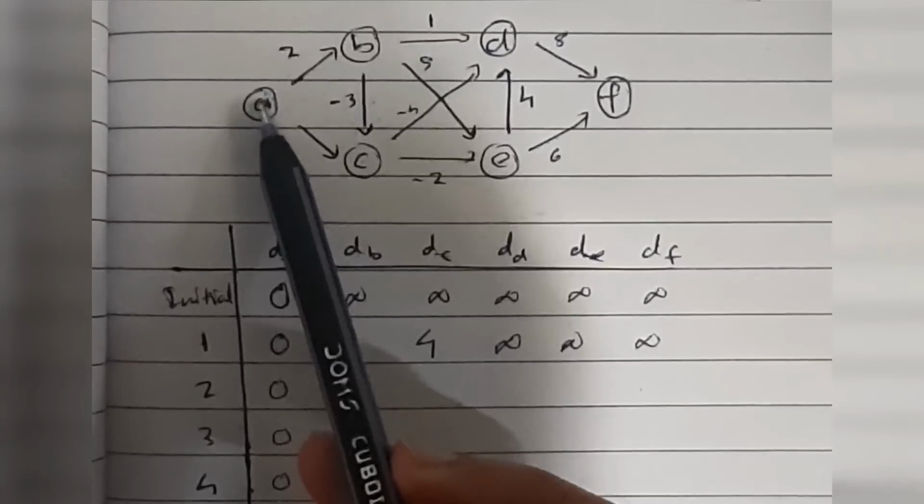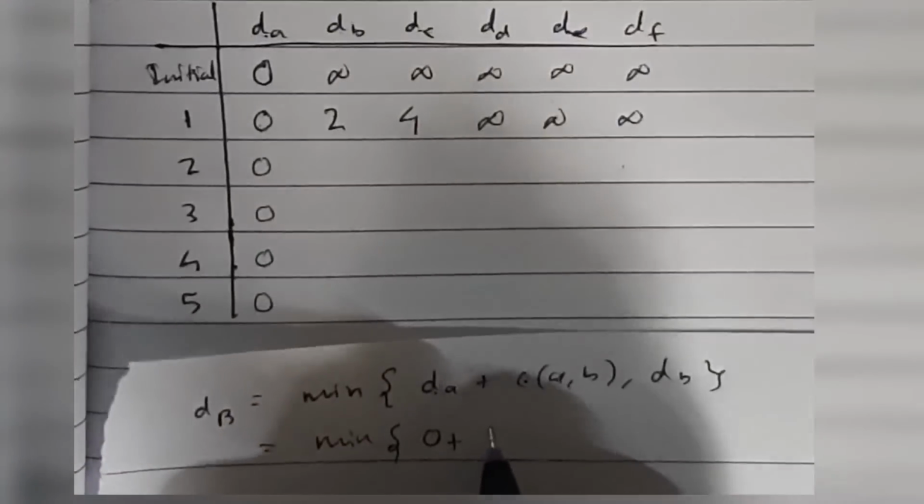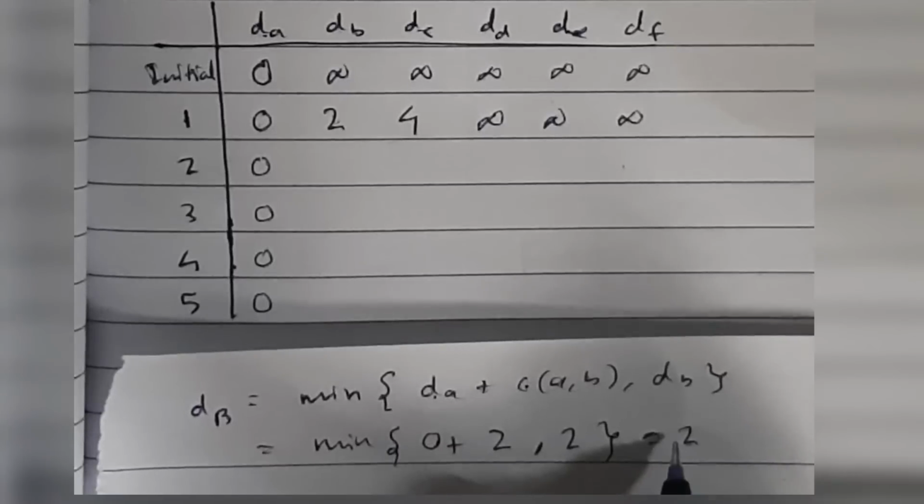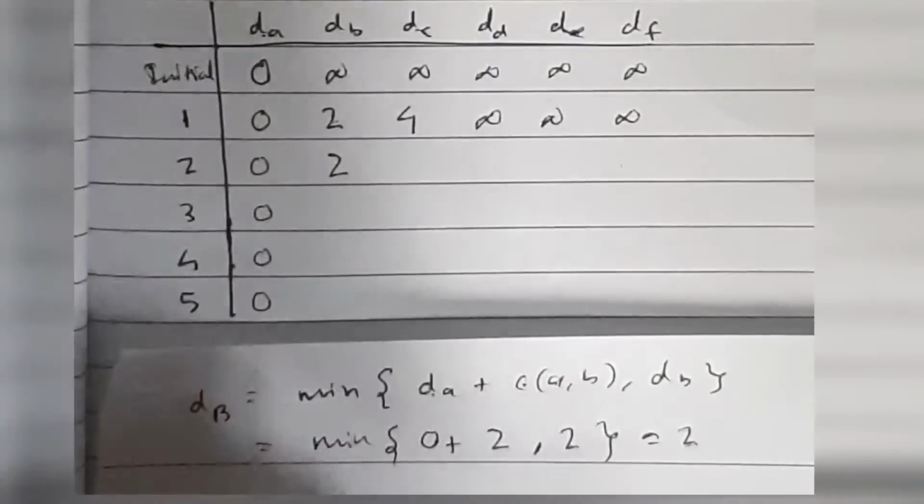What is the cost of H from A to B? It is 2. So I'll be writing plus 2. And the second one is dB. What is the previous value of dB? It is 2. Okay, so I'll be writing here 2. Now seeing the minimum between 2 and 2 is 2 only, so it will not change. Okay, so it will be 2 only here. I'll be writing 2 here.